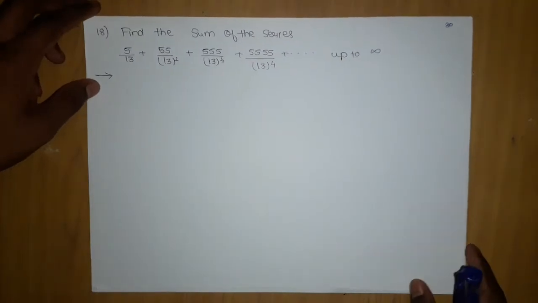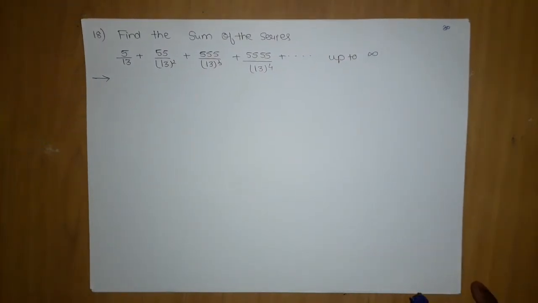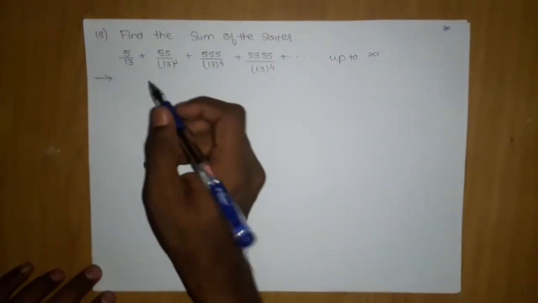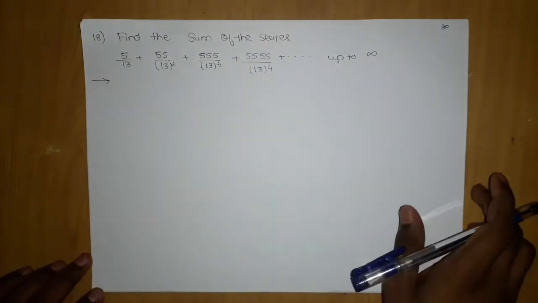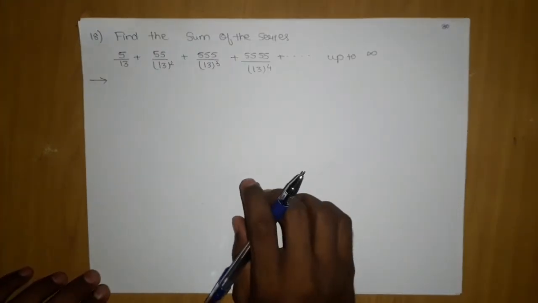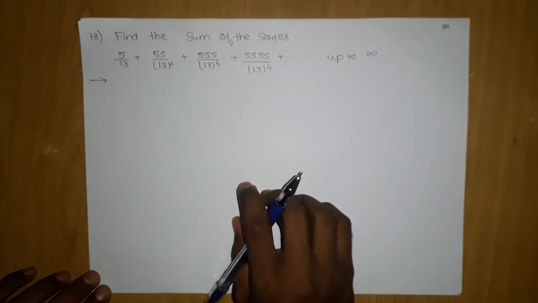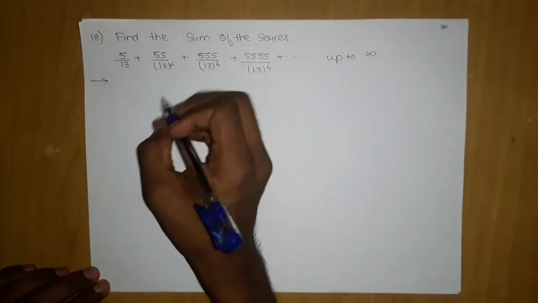So the next question which we are going to do is question number 18, which says find the sum of the series 5 upon 13 plus 55 by 13 square plus 555 by 13 cube plus 5555 by 13 power 4 and up to infinity. You can observe one thing which we used to do in a particular type of problem: they are not in GP, but we used to convert them into GP. If you remember, then it is just an advantage for you.